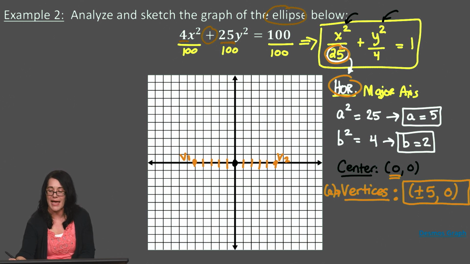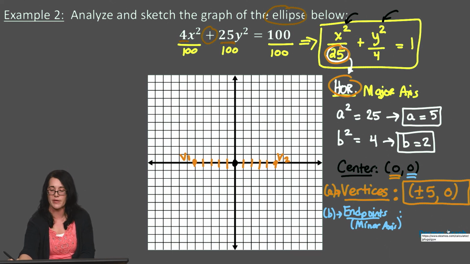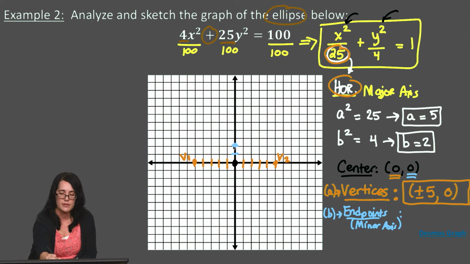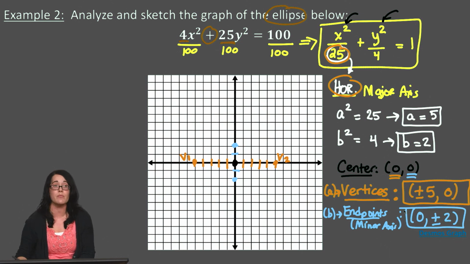What about my endpoints on the minor axis? If I was interested in getting a better sketch, I would need my endpoints on the minor axis. In other words, going up and down instead of left and right, well, that would be b units, right? So b units from my center. My center was at 0, 0, so I would be going up and down b units, so 2 units. That would mean going up 2 units, there's a point at 0, 2, and down 2 units, there's a point at 0, negative 2. In other words, 0, positive or negative 2 would be the locations of my endpoints on the minor axis.